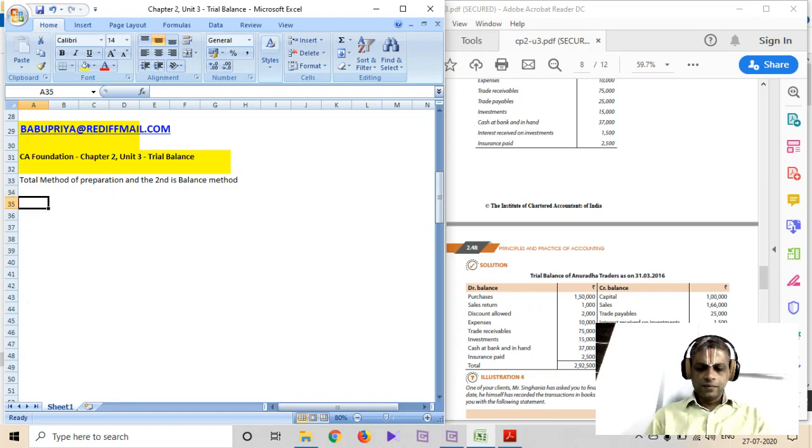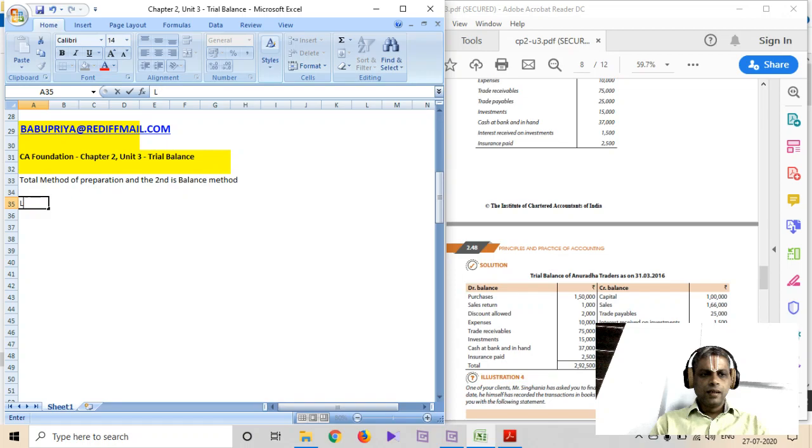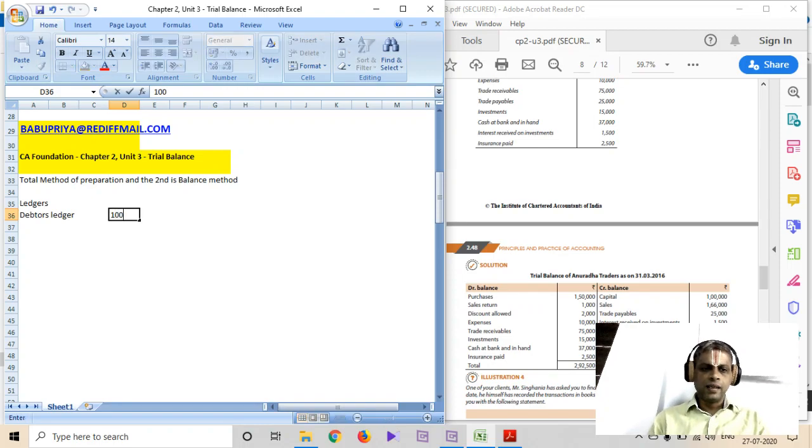What is the total method? Say we have ledgers, right? The debtors ledger: the total on the debit side is say 100, and the total on the credit side is 40. Similarly, creditors: the total on the debit side is 10, and on the credit side 40. Bank: the total on the debit side is 50, and on the credit side 20. And capital: the total on the debit side is 10, and on the credit side 100.